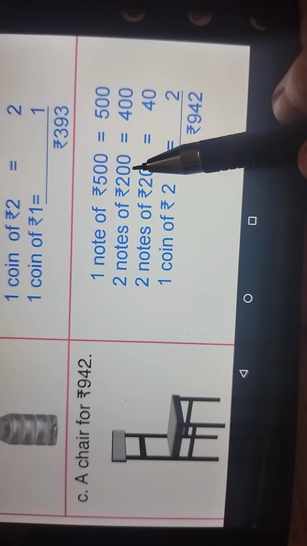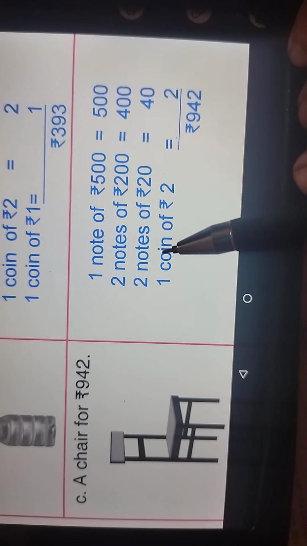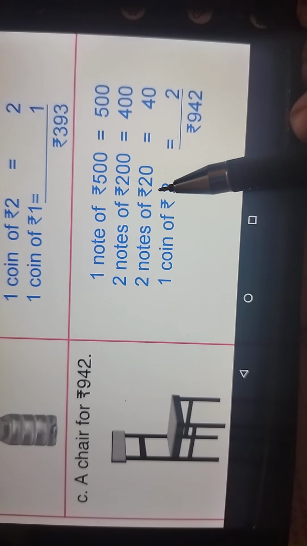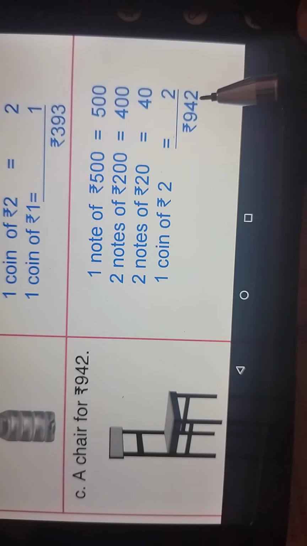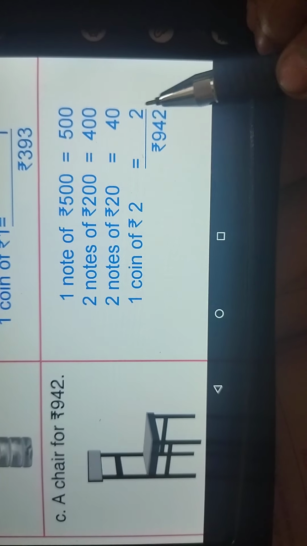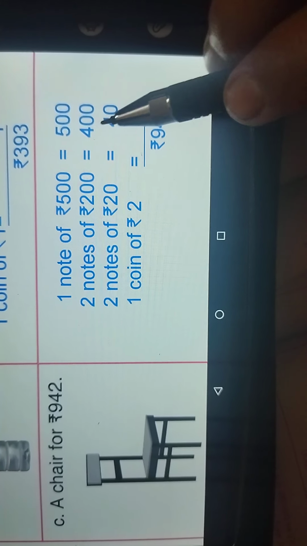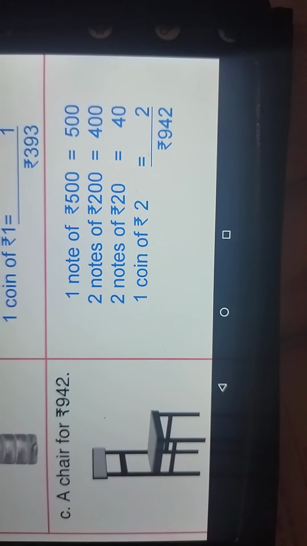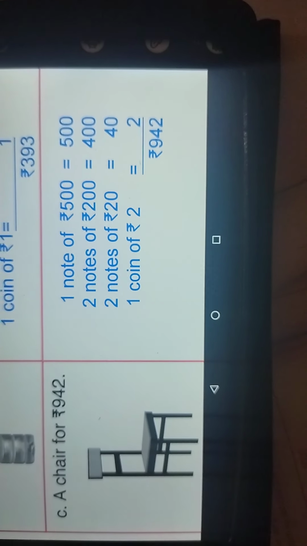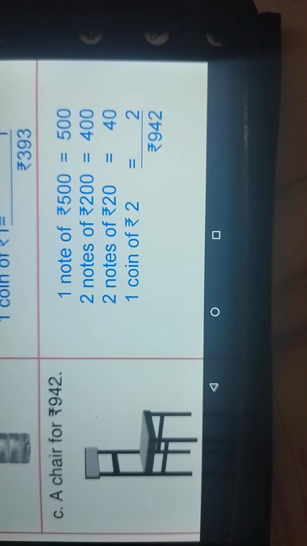2 notes of rupees 200, answer is 400. 2 notes of rupees 20, answer is 40. 1 coin of rupees 2, answer is 2. So in that 2 as it is, 4 as it is, 4 plus 5, answer is 9. So answer is 942. Now look at this everyone and write it down in your notebook.